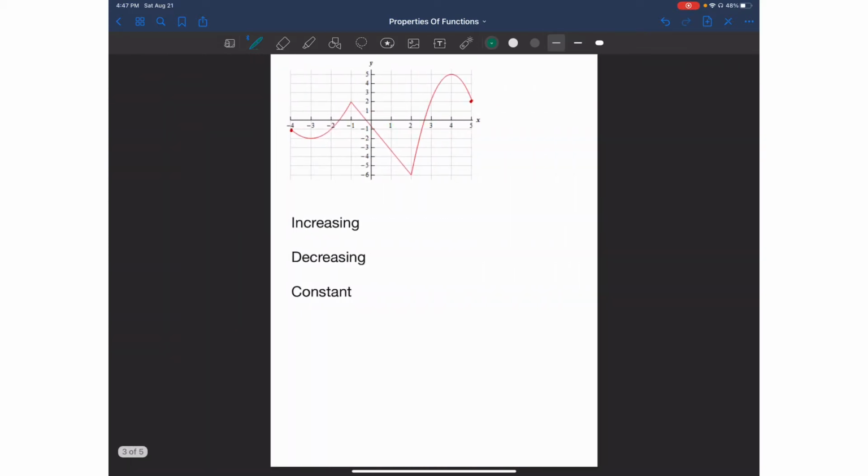The next property that we are going to be talking about is going to be when your graph is either increasing, decreasing, or staying constant. This one's going to be the hardest one to understand because it is a little bit weird. When you say increasing or decreasing, you're talking about what your y values are doing, but you describe them over a domain using your x values. Again, it's a little bit confusing, but it makes more sense if you look at it with the graph as an example.